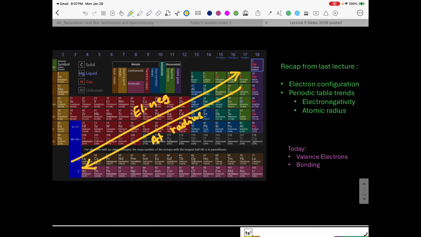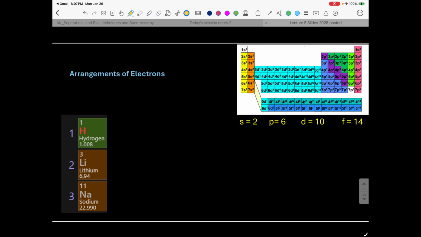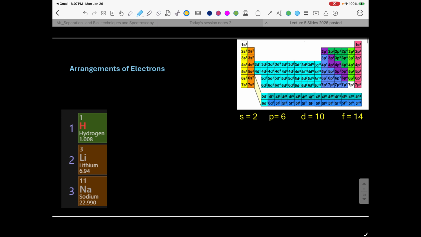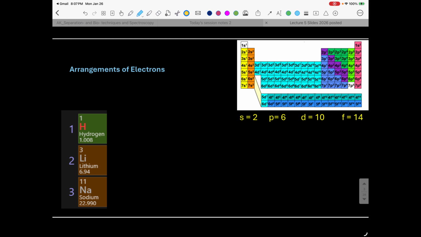And today we're going to look a little more into the electrons, specifically valence electrons, and how these valence electrons are involved in bonding between atoms. So just to work on a few more examples of this arrangement of electrons, which is called the electron configuration, I have some examples here. It gives us good practice in how to come up with the electronic configuration by looking at the element on the periodic table.